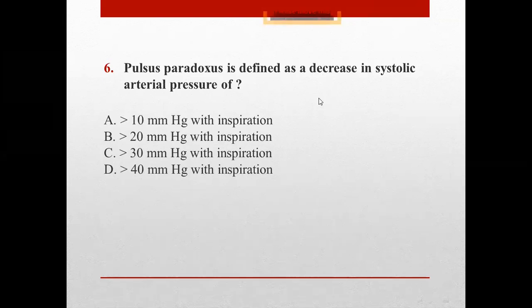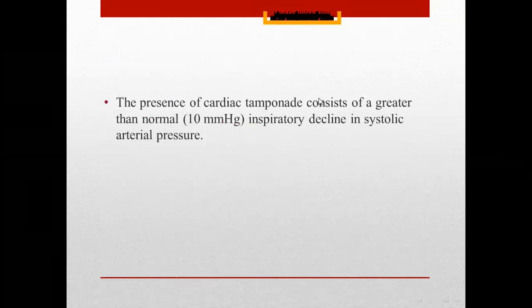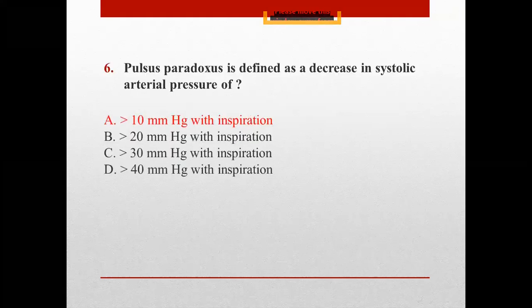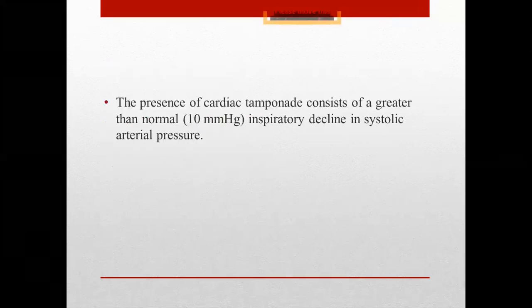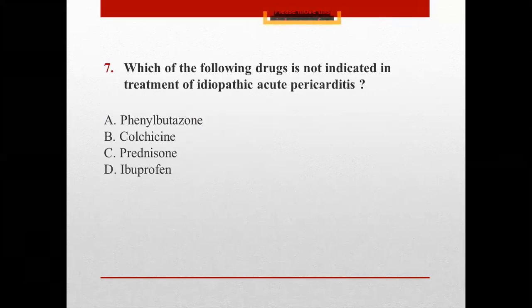So I can see that most of us have chosen the answer A, which is more than 10 millimeters with inspiration. So let us see the correct answer. It is A. Normally we can have with inspiration a decrease in systolic blood pressure, but less than 10 millimeters mercury. In pulsus paradoxus, it means a decrease in the systolic blood pressure with inspiration of more than 10 millimeters mercury. Okay.